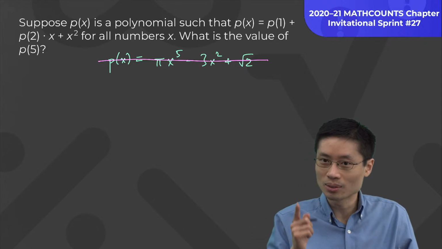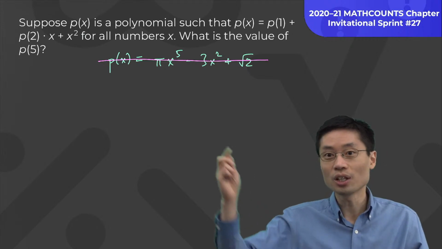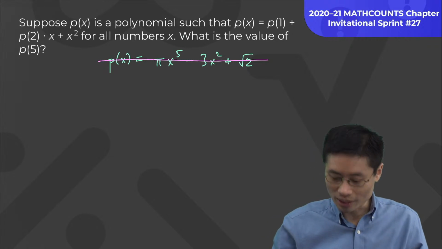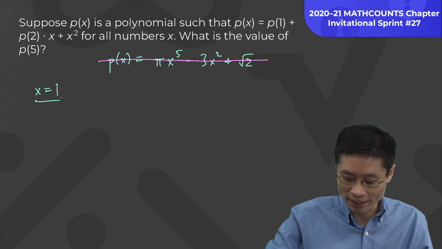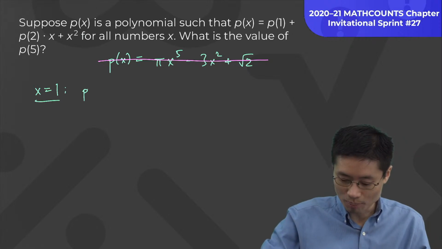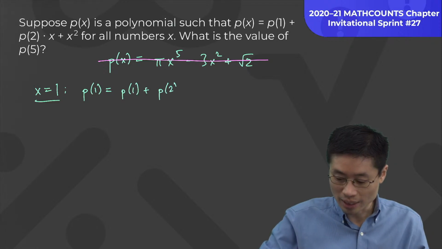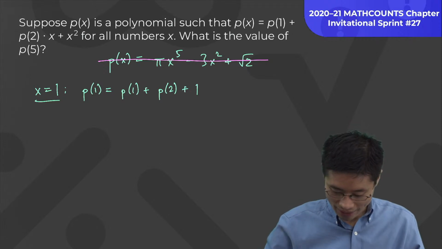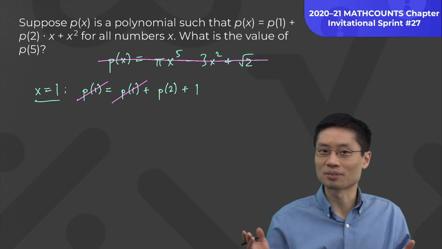I can substitute x equals 1 and x equals 2. Because whenever you're told this magic fact is true for all numbers x, well, let's try using it for some of them. For example, when x equals 1, the fact tells me that p of 1 is equal to p of 1 plus p of 2 times 1, that's just p of 2, plus 1. How nice. Cancel. So I've just found out what p of 2 is.